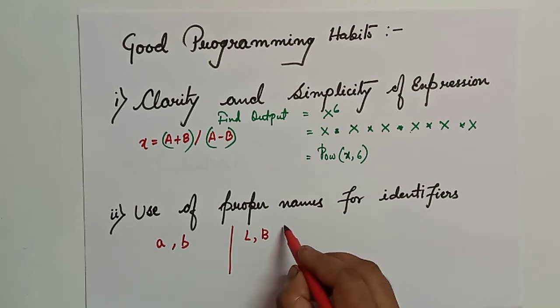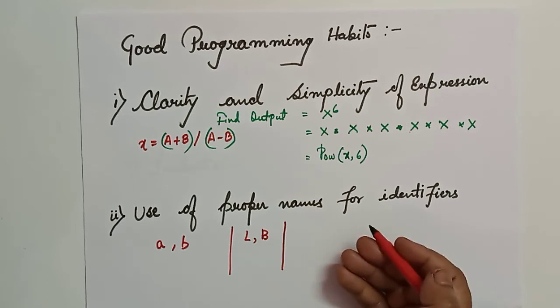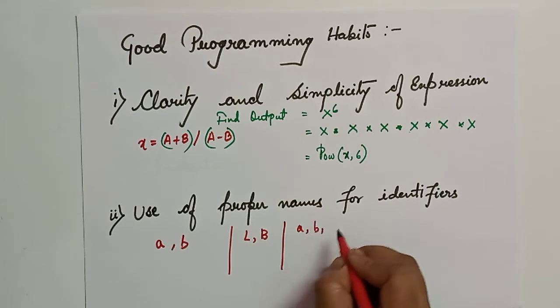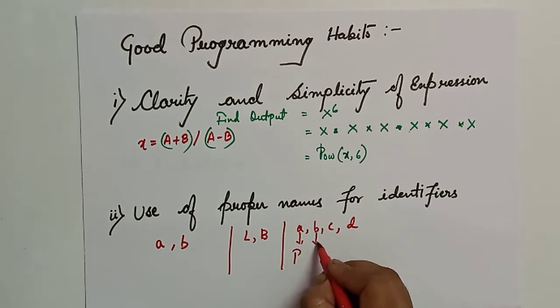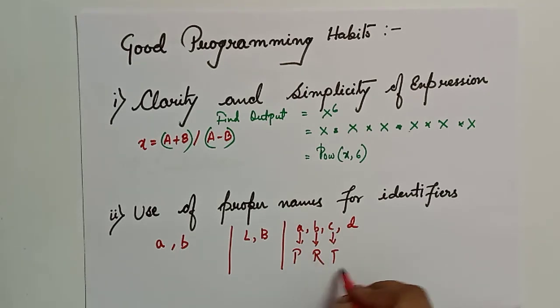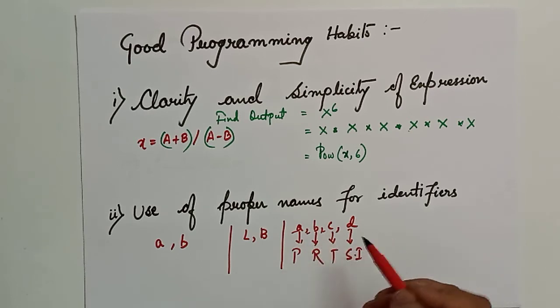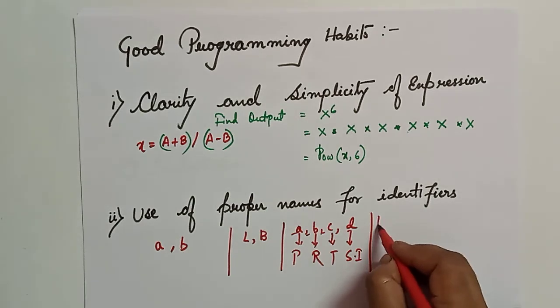Or let's say I want to write a program to calculate simple interest. Let's say I have written A, B, C, D. A will take the principal amount, B is where you store the rate of interest, C is where you store the time, and D is where you store the simple interest. So A, B, C, D as variable names are not at all clear.